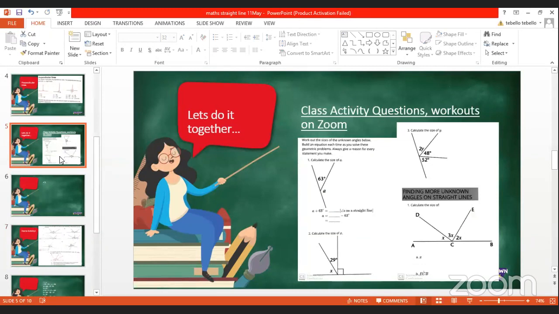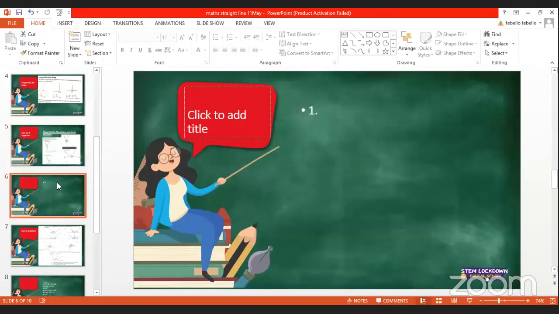You can't just jump to your final answer. We only jump to our final answers on our chats here in our group. But in your working out paper, in your book, you write the equation first and you must give a reason. And our reason for number A, we'll say it after calculating A. So in number A here, we have 63 degrees and A.